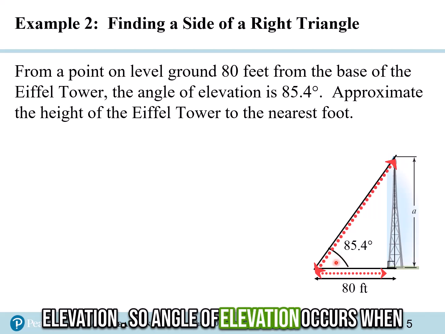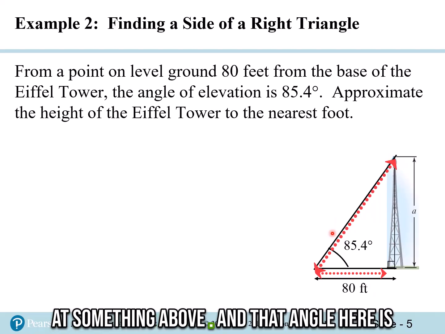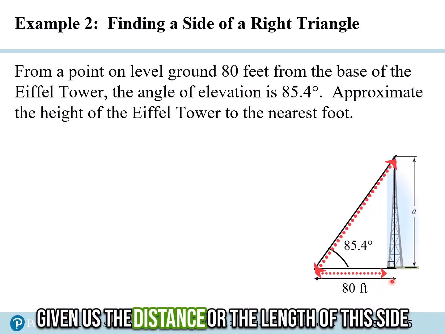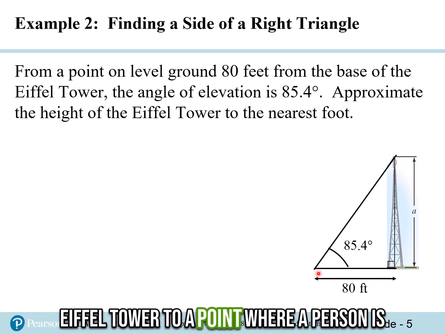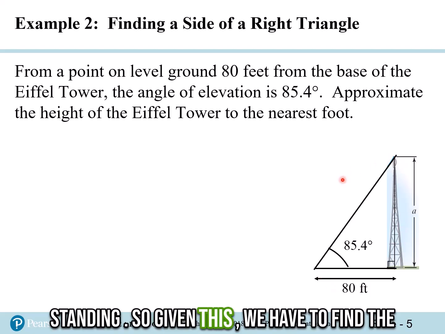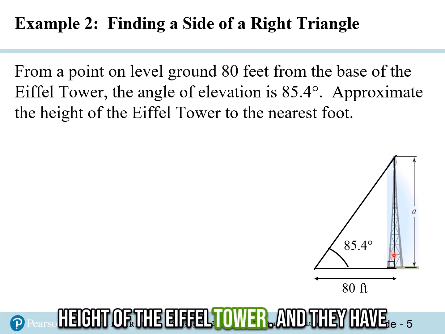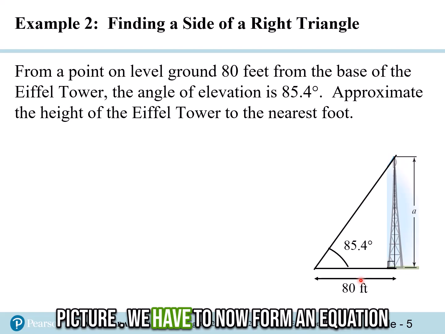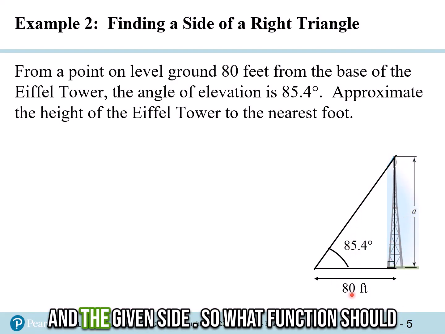So the angle of elevation occurs when you are on the ground and you want to look up at something above. That angle here is 85.4 degrees, and they've given us the length of this side of the triangle, from the base of the Eiffel Tower to the point where a person is standing. Given this, we have to find the height of the Eiffel Tower. Here is the height, and they have indicated that with the letter A in this picture. We have to now form an equation involving the unknown side, the known angle, and the given side.